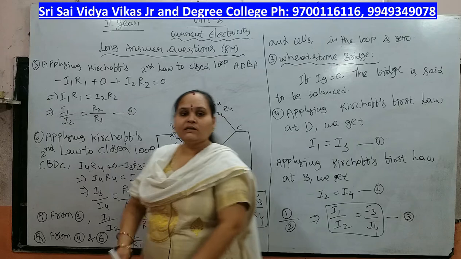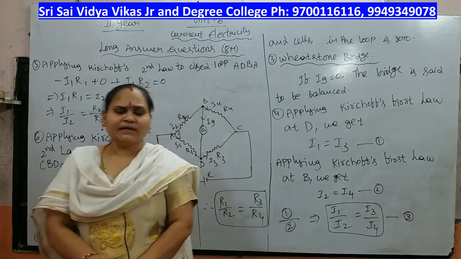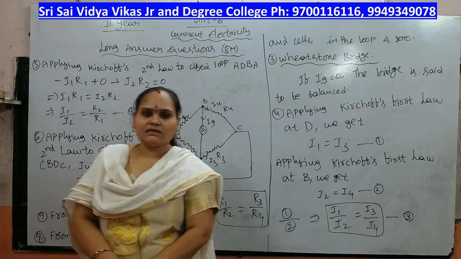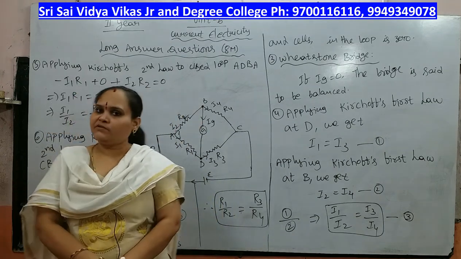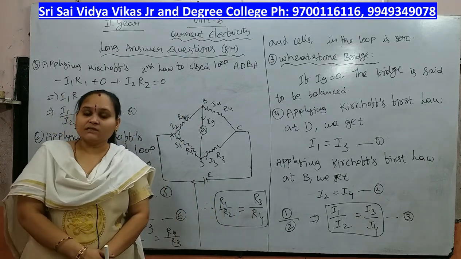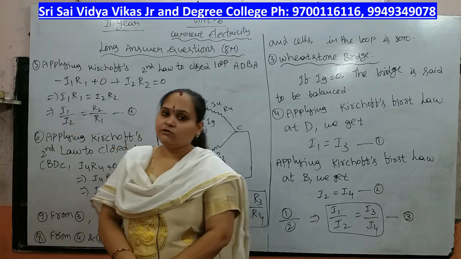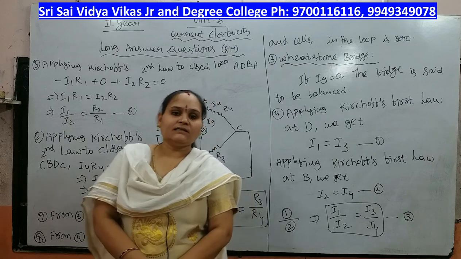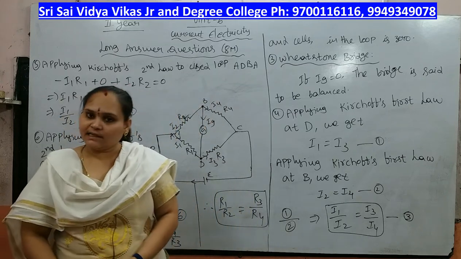Once again I will repeat it. Statement: the Kirchhoff first law says that the summation of I equal to 0. The second law says that the summation of E equal to the summation of IR. And the Wheatstone bridge balancing condition is I_g equal to 0, so the current flowing in the galvanometer becomes 0. That condition is nothing but the Wheatstone bridge balancing condition.